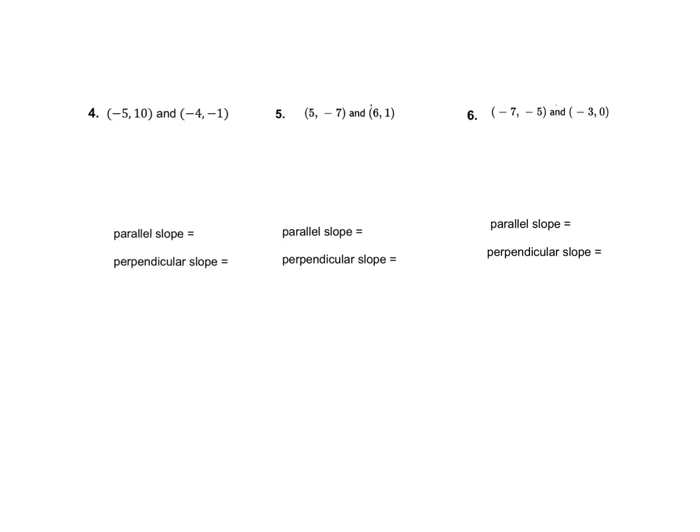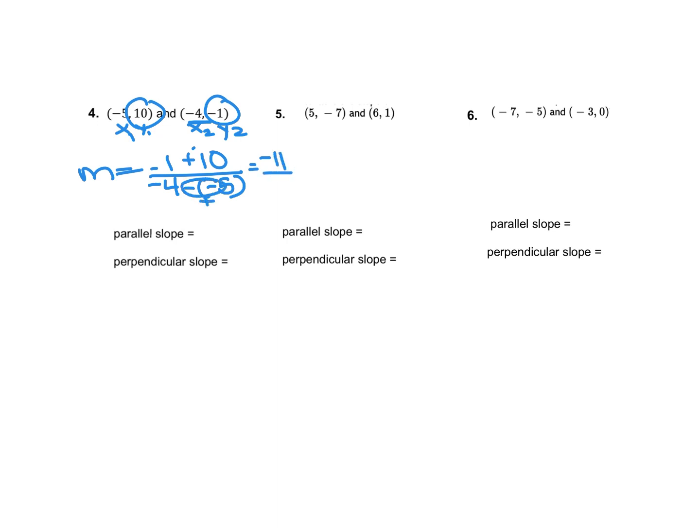All right, so we need to know the parallel slope and the perpendicular slope. Notice how we don't have the slope here. So we're going to use the slope formula to find the slope. All right, so let's find our slope by taking the y of 2 minus the y of 1 all over the x of 2 minus the x of 1. So minus negative. All right, so the top number is going to be negative 11. And the bottom number, this becomes a plus. So negative 4 plus 5 is going to be 1.